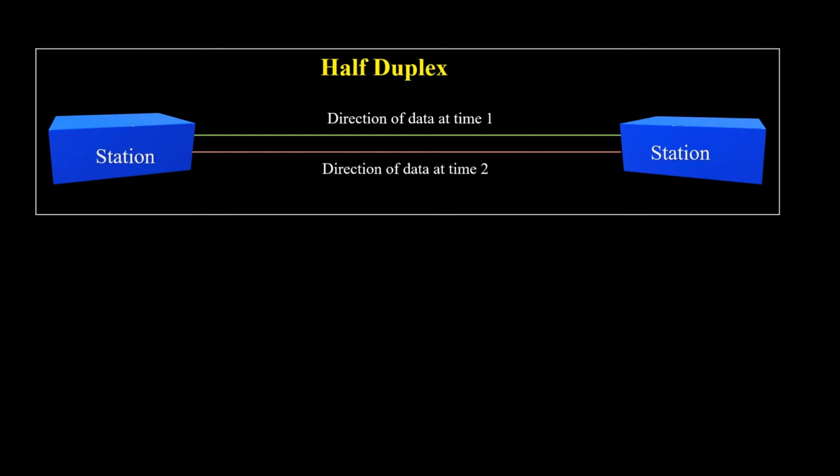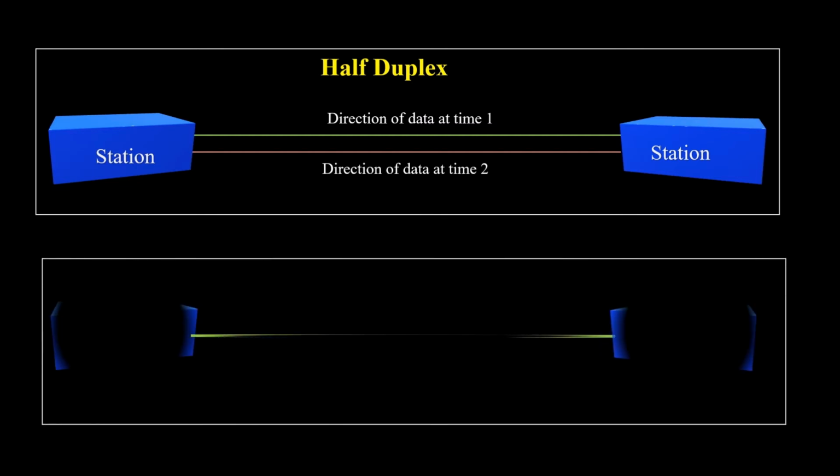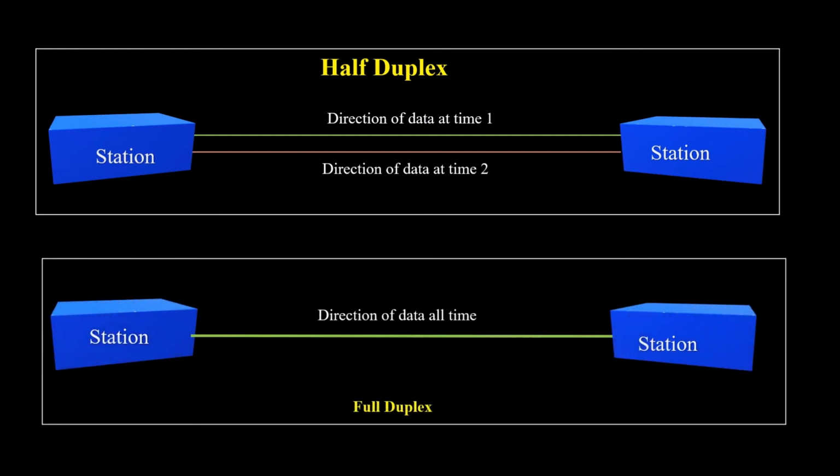While in the case of full duplex mode, both stations can transmit and receive at the same time. The full duplex mode is used when communication in both directions is required at all times. The capacity of the channel must be divided between two directions.